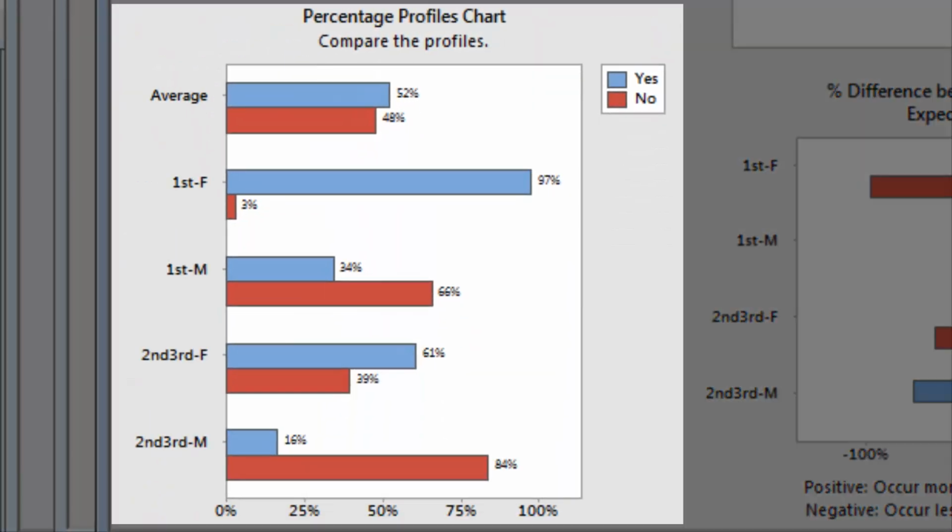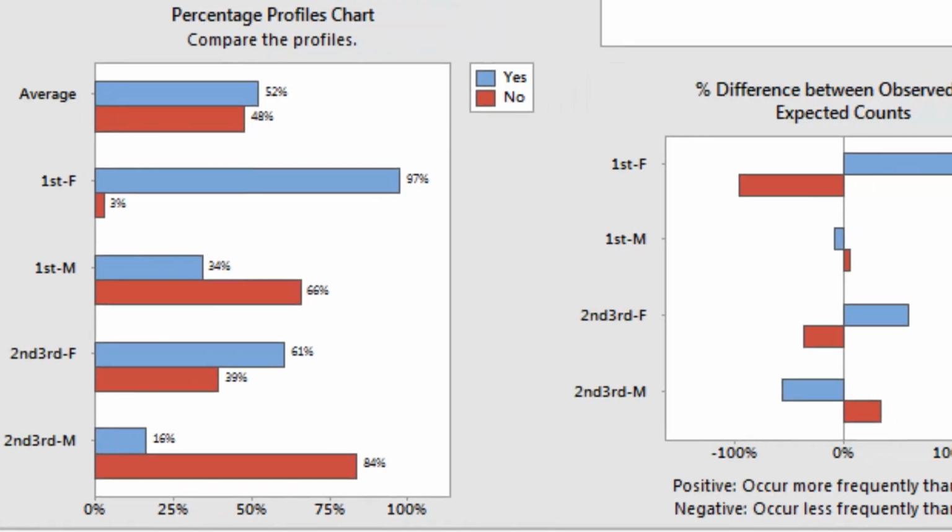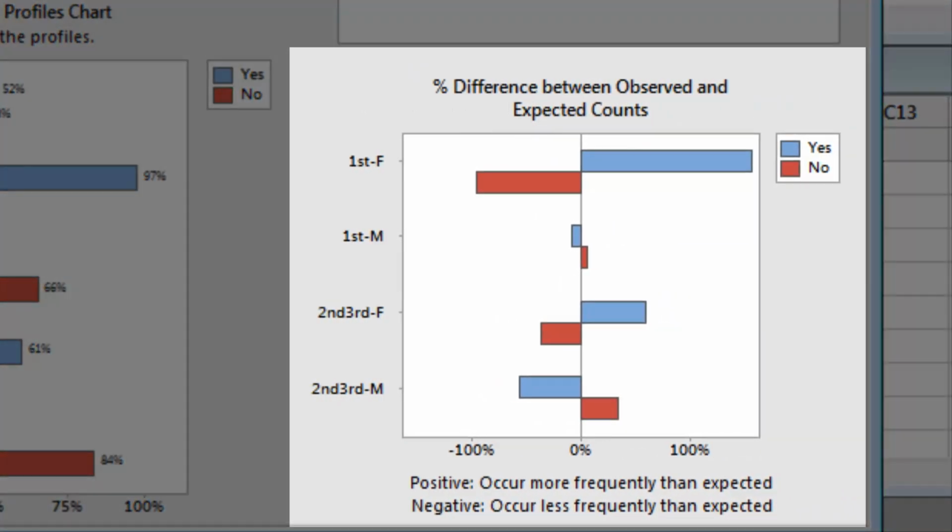The percentage profiles chart shows the observed proportions of survivors. Again, you can see that a greater proportion of women survived than men. The chart of percent difference between observed and expected counts shows which groups had survival rates that were unexpectedly high, like first-class women, or low, like second- and third-class men.